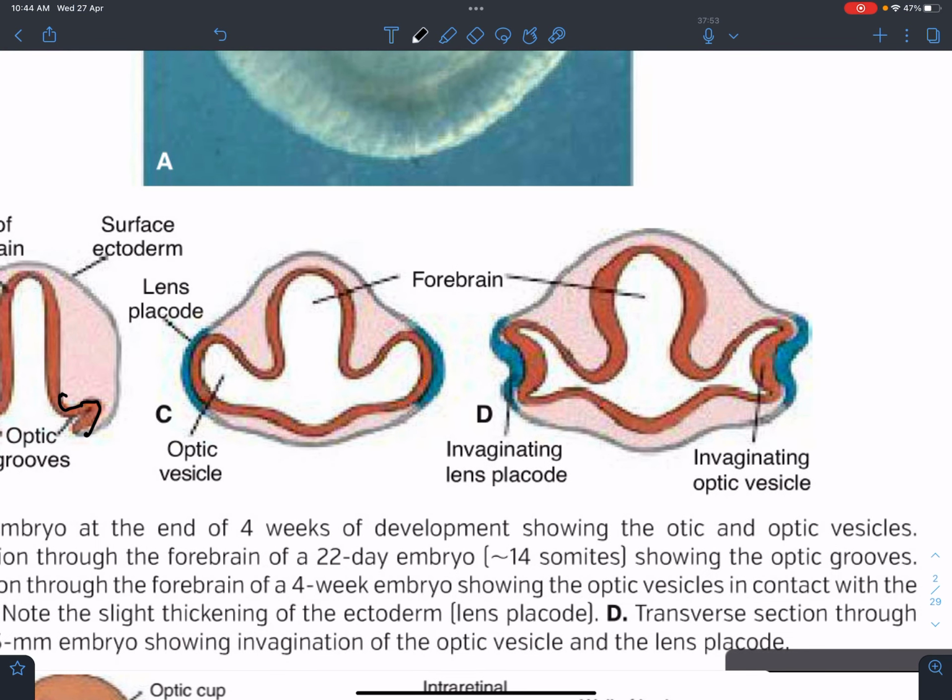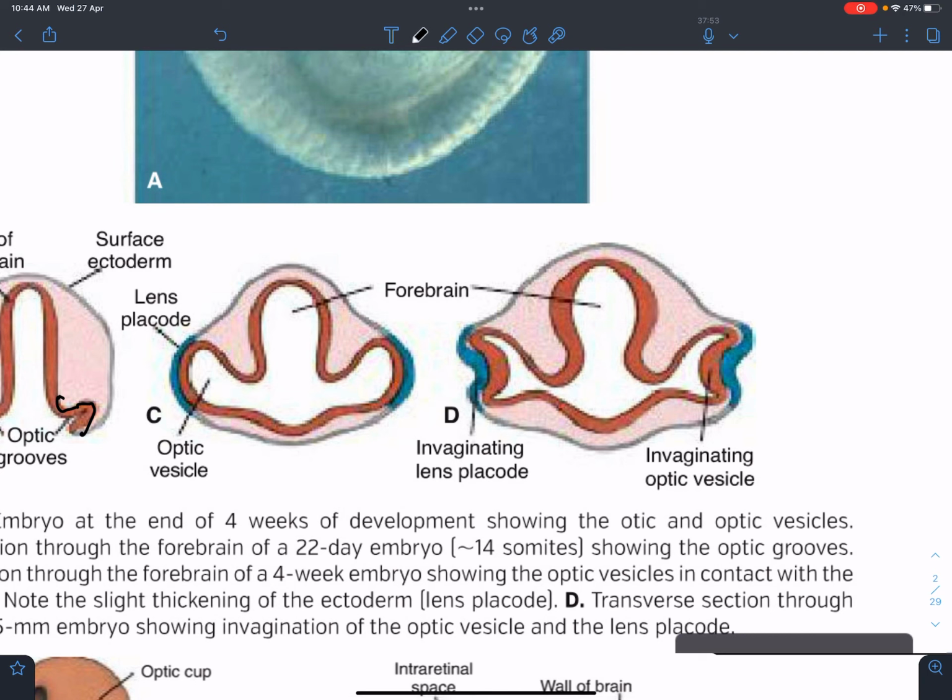And it's going to form basically two structures from the optic vesicle. One structure is known as the optic cup. The optic cup, which you can see right here resembles a cup, is going to give you the retina, all right? Also, while the optic vesicle is forming the optic cup, it is also giving you the optic stalk. The stalk is basically the connection between the optic vesicle and the diencephalon. This optic stalk is very important because it is going to form the optic nerve. All right, the optic nerve.